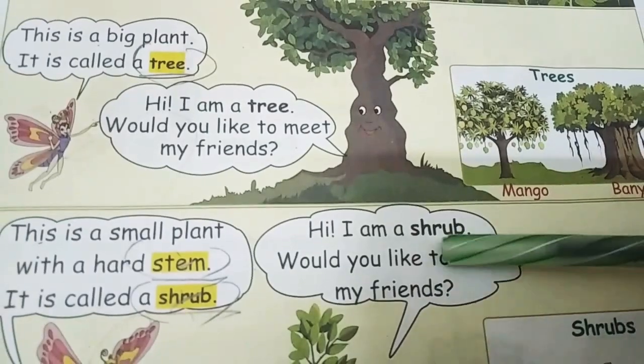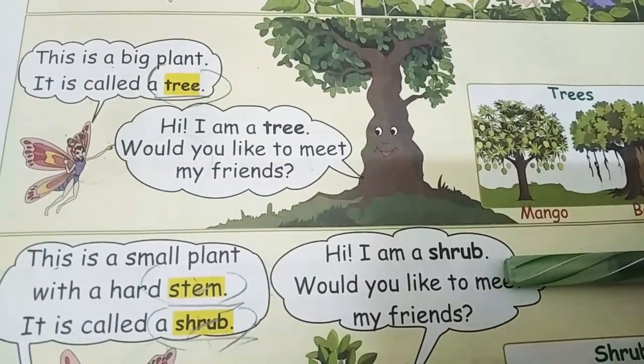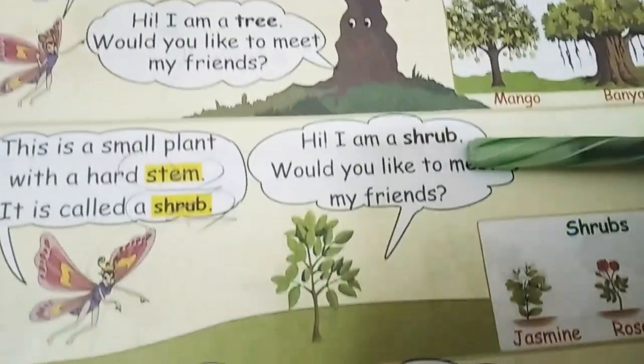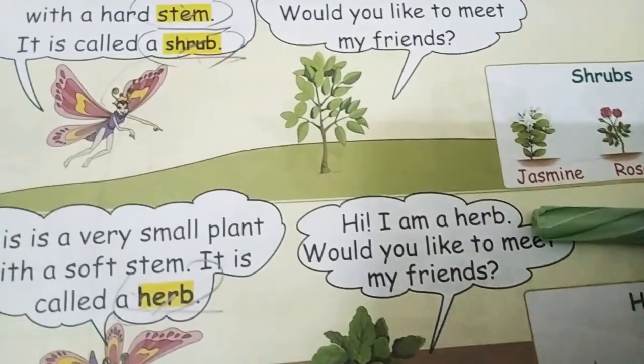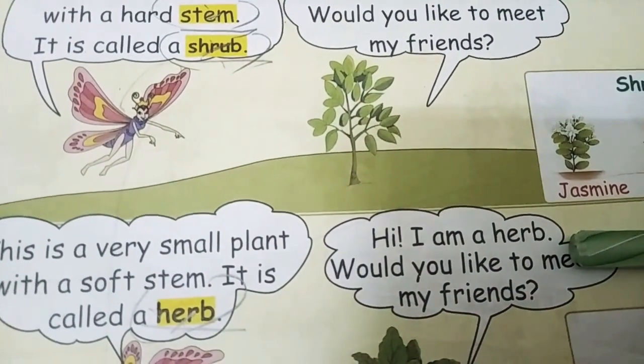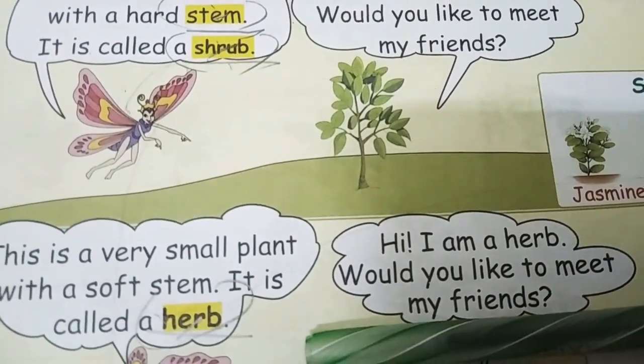Yes, the next one is the shrub. Shrub means what? These are small plants which have a hard stem, called shrubs. And the third one is what? These are the herbs. These are very small plants with a soft stem, and mostly the color of the stem is green. These are herbs, right?